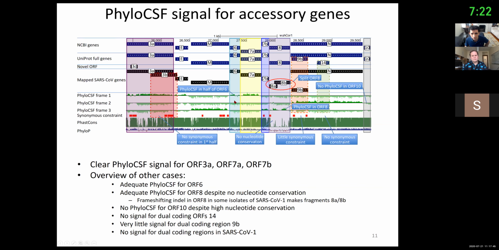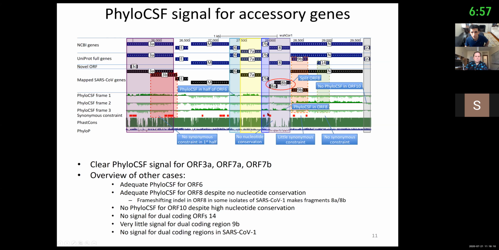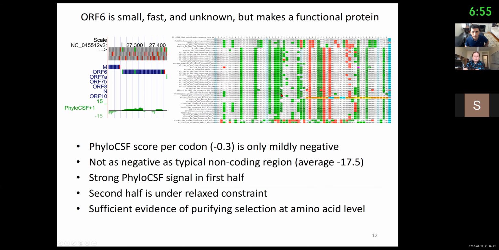The other comment is that the phylo-CSF score for ORF6 is relatively weak and present mostly in the first half, and nucleotide conservation is extremely low. And yet we believe that ORF6 is protein coding. And lastly, there's a new ORF, 3C, which is lurking in the first half of 3A. I'm going to dive into that in more detail. So let's go through each of those examples in detail and look at their alignments.